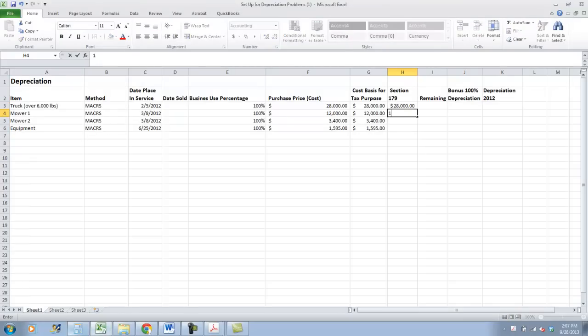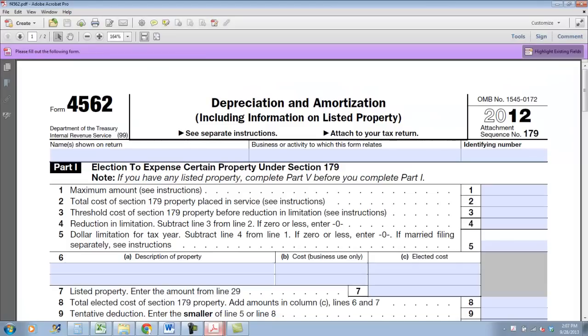Now, we're also going to section 179 the mower, the second mower, and the third. So our total section 179 that we want to take is $44,995. So I'm going to take this number and I'm going to go to my 4562. So on my 4562, I'm going to fill out Jason's name, Jason Herding. And this is his landscape business, landscaping, 1, 2, 3, 4. This is his social security number.